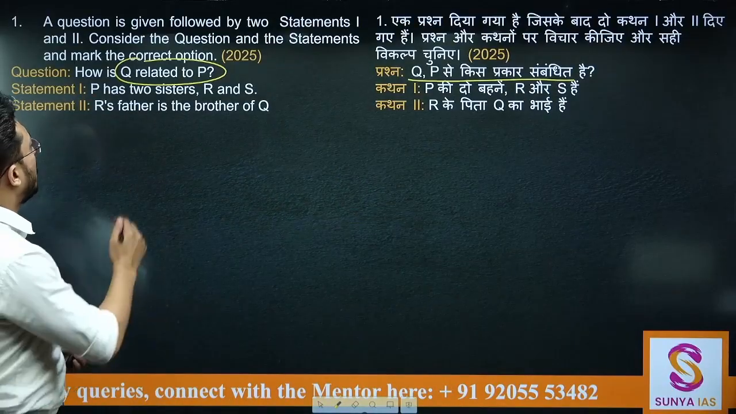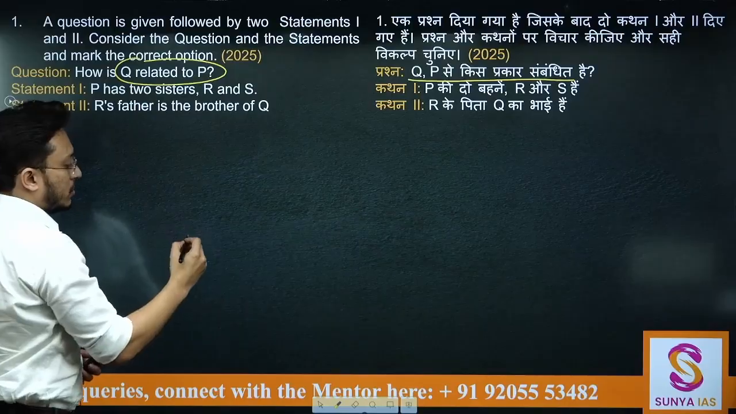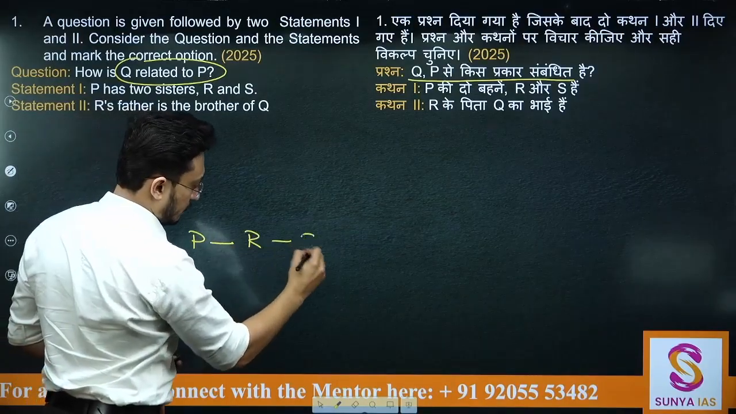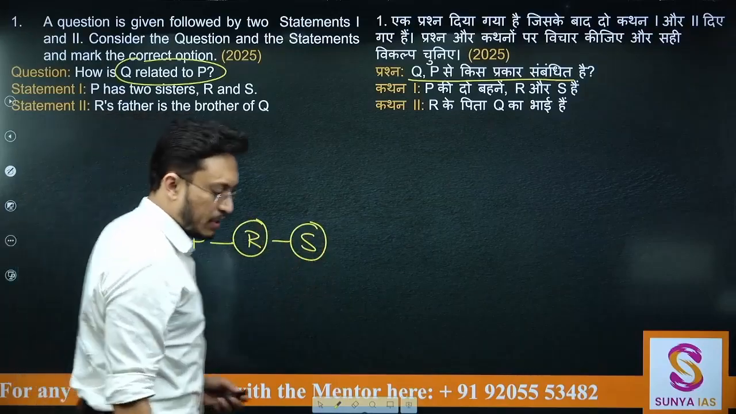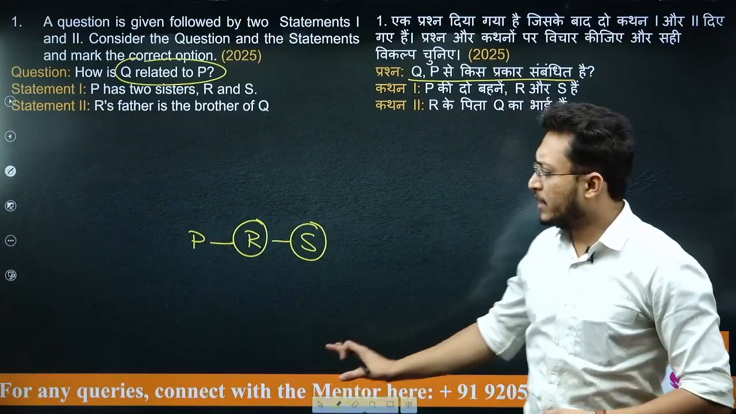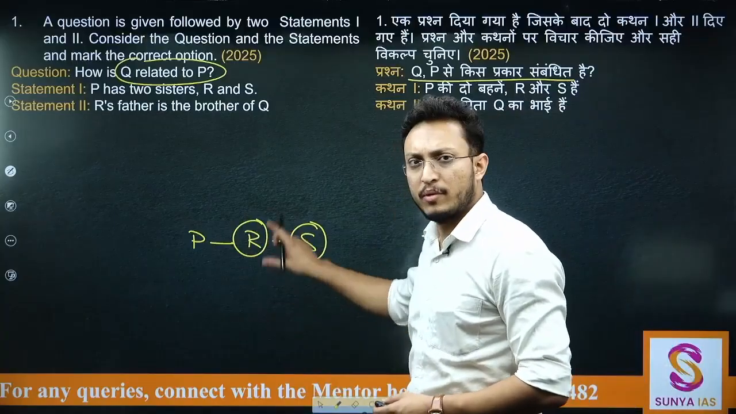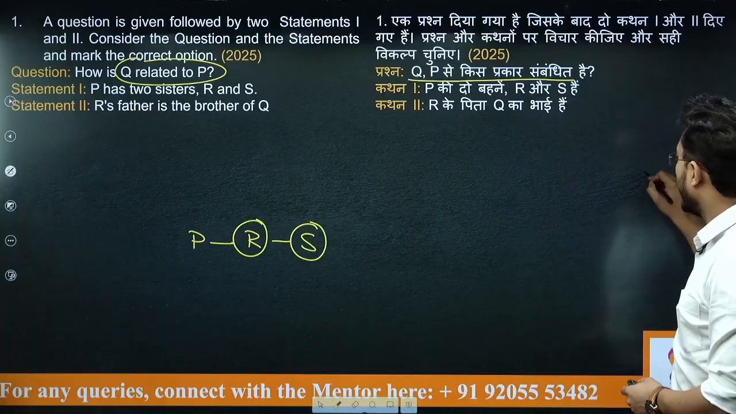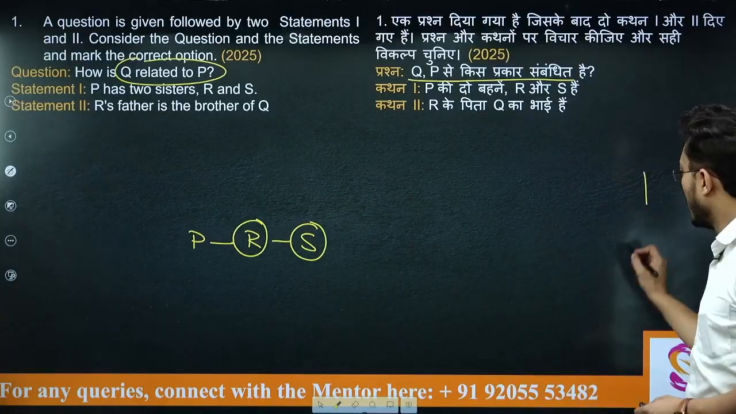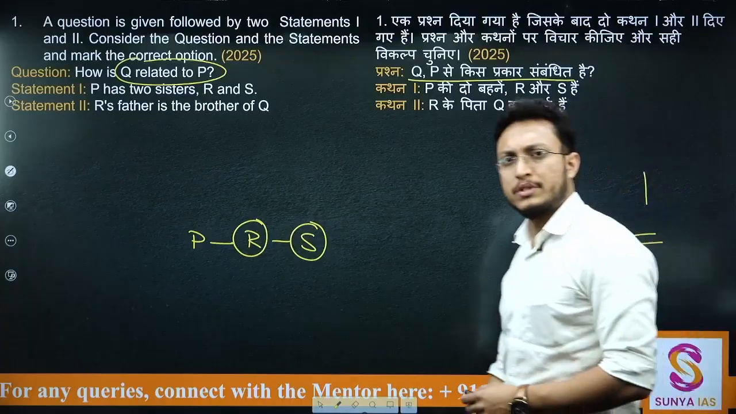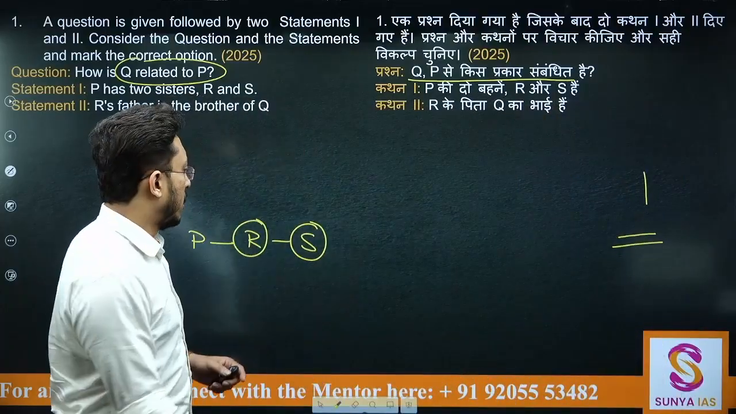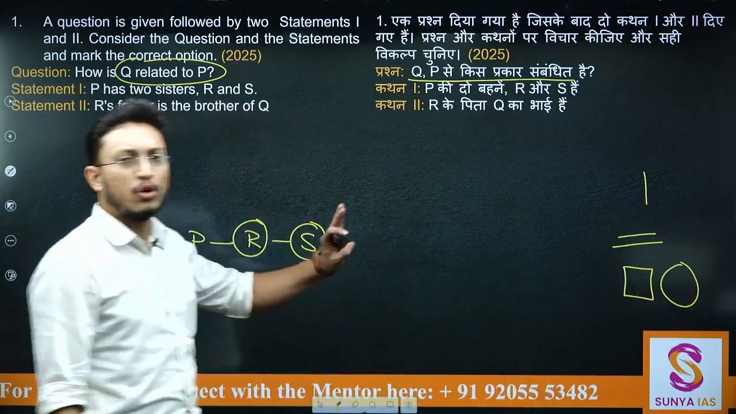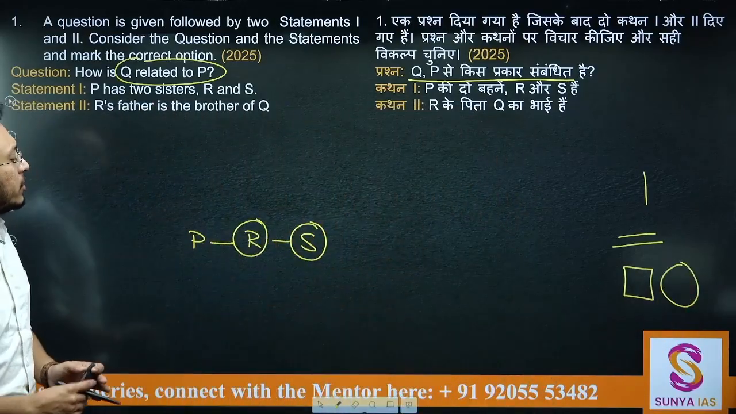Statement 1 is talking about P is having two sisters. So let's say this is P. P has two sisters R and S. So these are sisters of P. See, I'll be using the symbols that I have taught in the class. Circle represents the female. A single dash line represents the sibling part. A vertical line would represent parent-child relation. A double line would represent husband-wife relation. A square would represent male. A circle is a female. So I'll be using all this notations here.